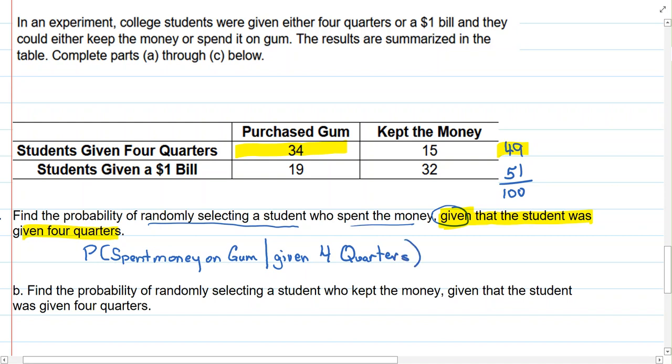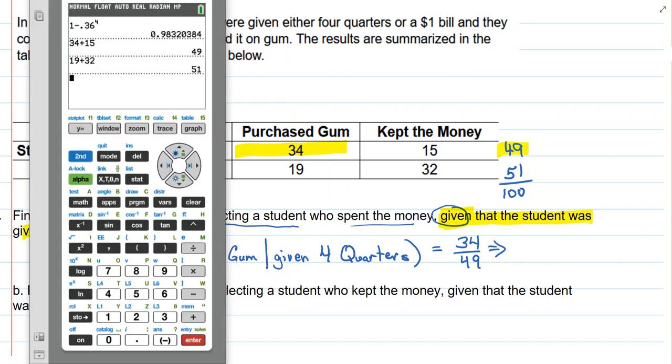All right. So we had 34 under that heading, under that explicit subgroup. We had 34 out of the 49, which is given, they were given 4 quarters. So now we're going to find the probability using our calculator.